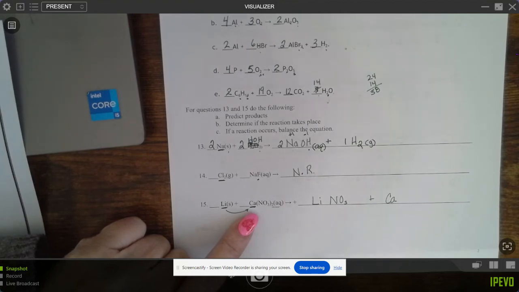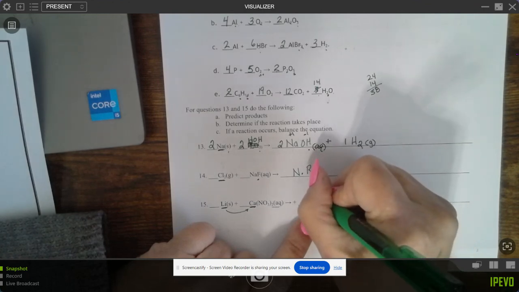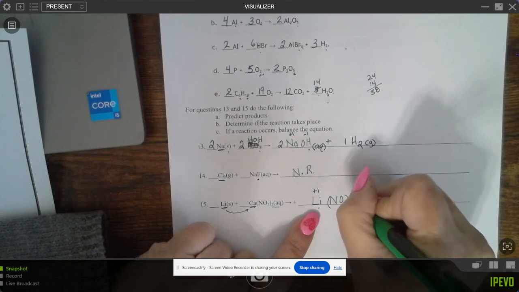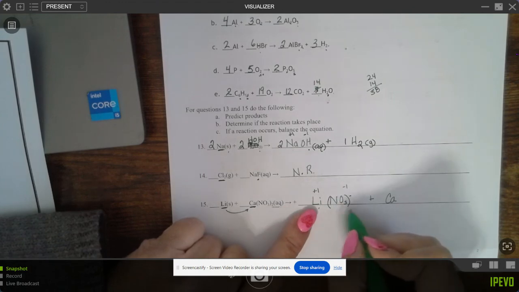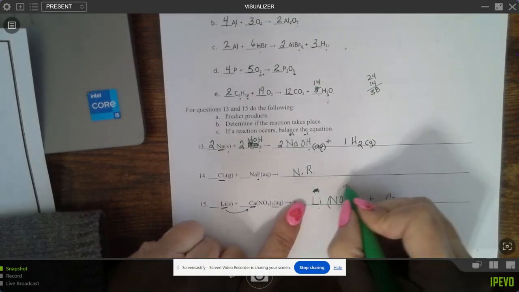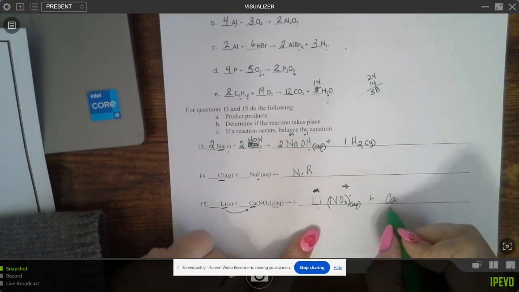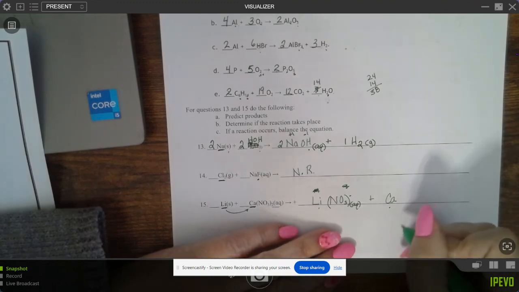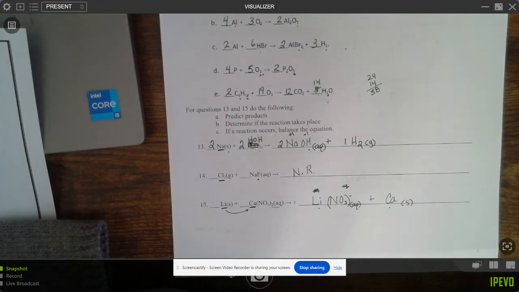We've got to do a little bit of thinking about it. Lithium on the periodic table forms +1 ions. Nitrate, if you look at the back of your periodic table, forms -1 ions. So in this case, lithium nitrate is just LiNO3 AQ. Calcium, when it's by itself, is not part of the 7 diatomic, so it doesn't get a subscript, and it is a solid. So that is that single replacement reaction.